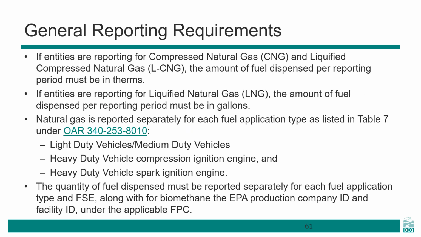For entities reporting compressed natural gas or liquefied to compressed natural gas, the reporting amount must be in therms per quarter and per fuel supply equipment. For entities reporting liquefied natural gas, the amount of fuel dispensed is reported in gallons per fuel supply equipment. Natural gas is reported separately for each fuel application type as listed in Table 7 of our tables rule. And generally for natural gas vehicles, it's going to be light duty or heavy duty vehicles with a distinction made between compression ignition engines and spark ignition engines.